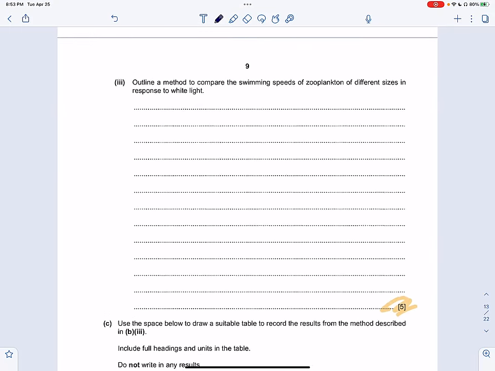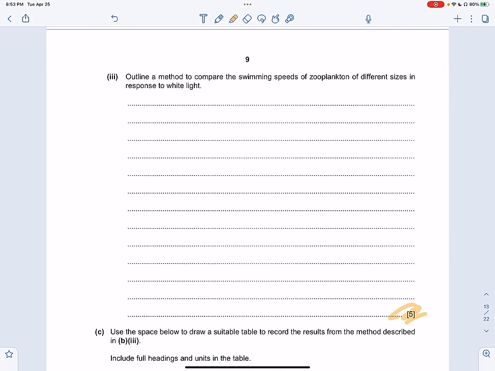Outline a method to compare the swimming speeds. So methods. It's five marks, and this is where we're going to talk about how we're actually going to do this. We're going to reference the averages. We are going to reference our safety and our ethics, the repeats. Okay. Place zooplankton in the tank, or you could say in a beaker, whatever it is.